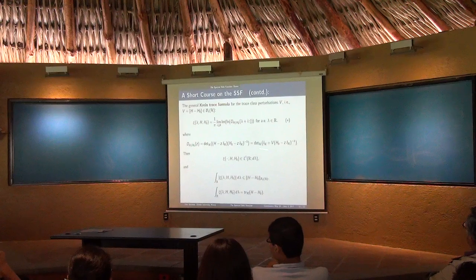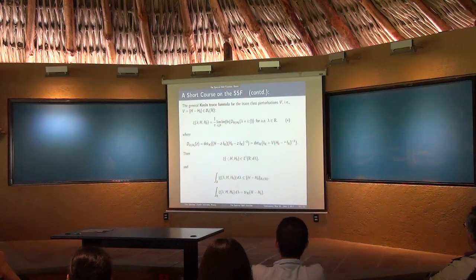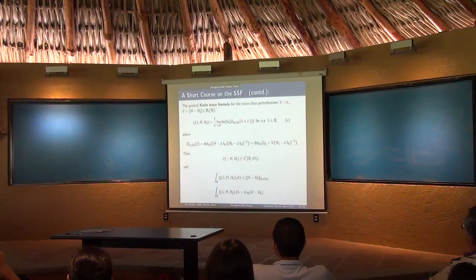So here's again a repeat from what we just had. This object D is just the perturbation determinant. So you can write it either like this or like that. In this case, where you are in case one, so the difference of H and H0 is trace class, Xi itself is L1. That's not true in general.